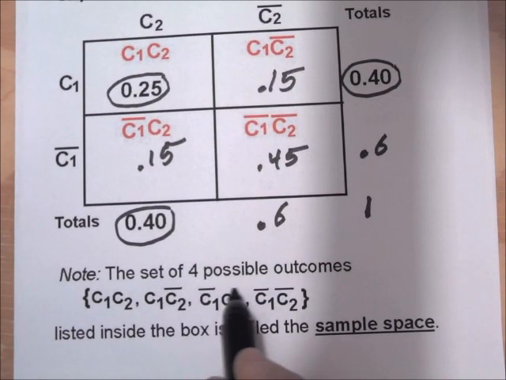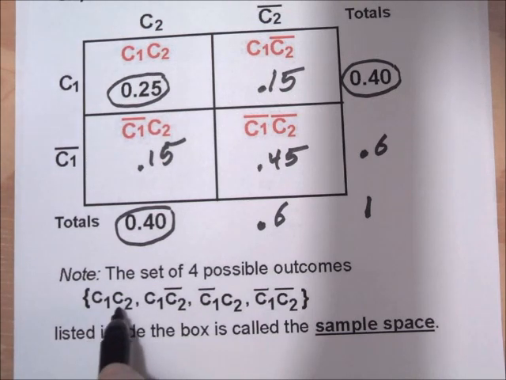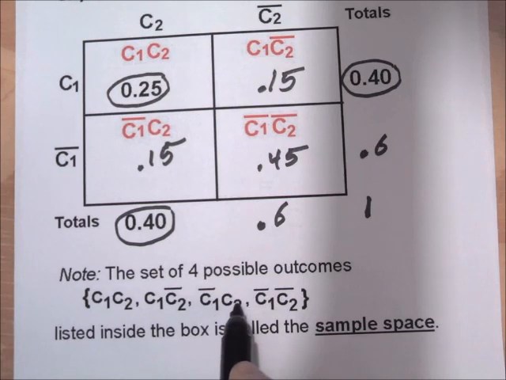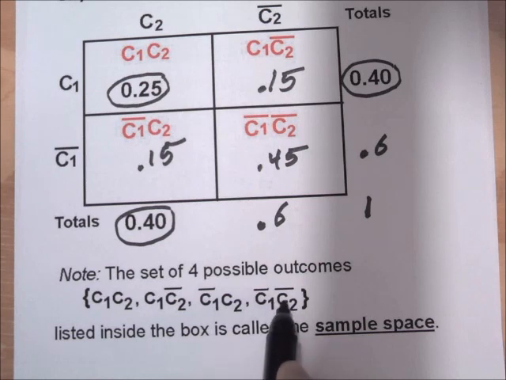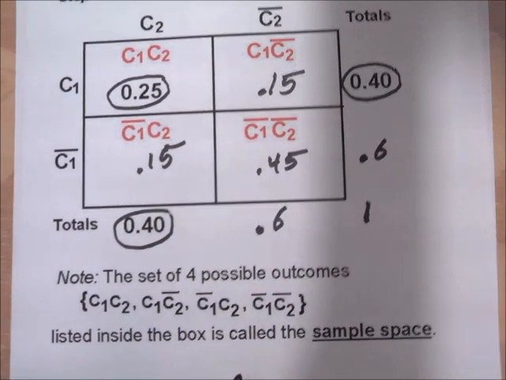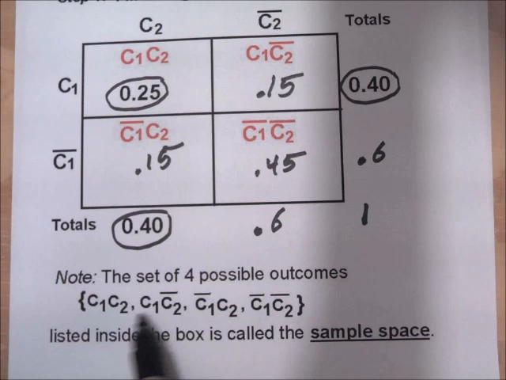The 4 possible outcomes are: they both get the flu; first child gets the flu, second one doesn't; first child doesn't get the flu, second child does; or neither gets the flu. Those 4 possible outcomes are sometimes referred to as a sample space. Some problems may refer to the sample space, and if they do, that's what they're talking about: the set of all possible basic outcomes without combining different outcomes.